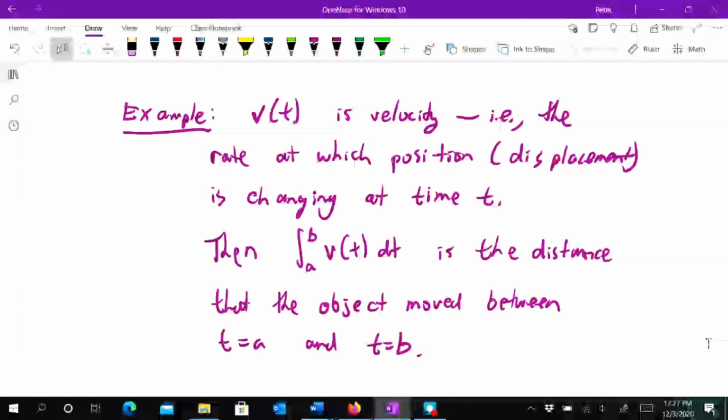If instead we're given a velocity function, we're told how fast and what direction an object is moving at time t, we can use that to answer the question of how much the object changed its net position between time a and time b.